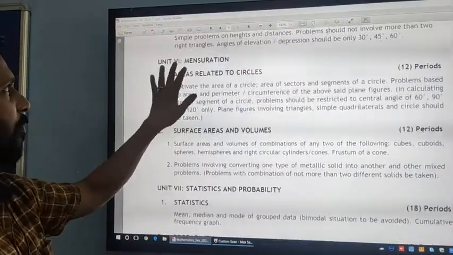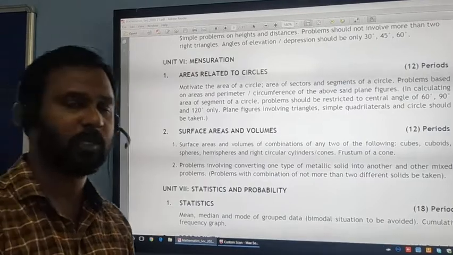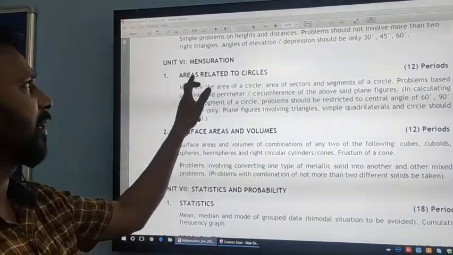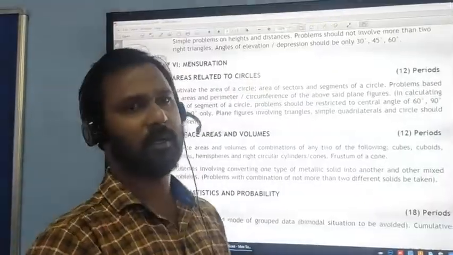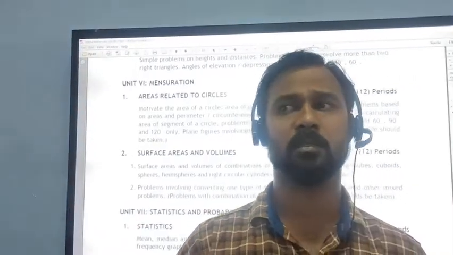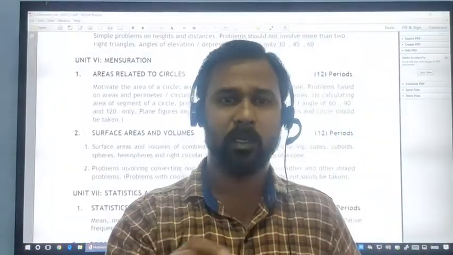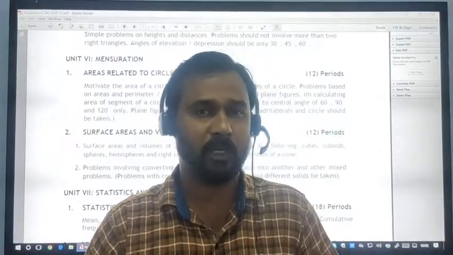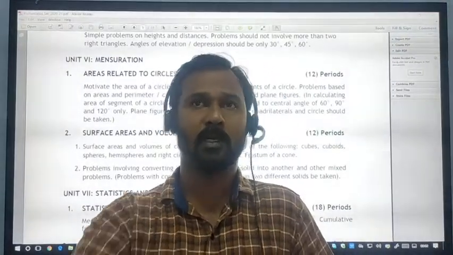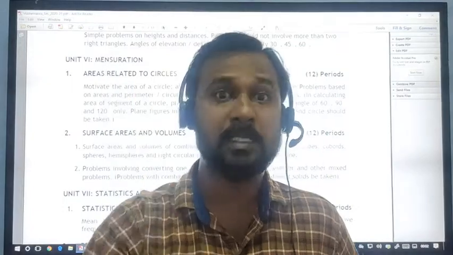Unit 4, main unit 6, is about mensuration. The chapter is areas related to circles. Areas related to circles is actually a continuation from 9th class. In 9th class, there is the chapter circles, where we discussed different types of regions in circles.